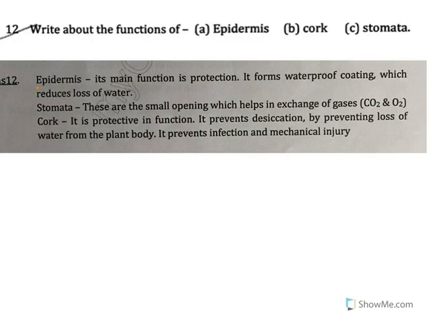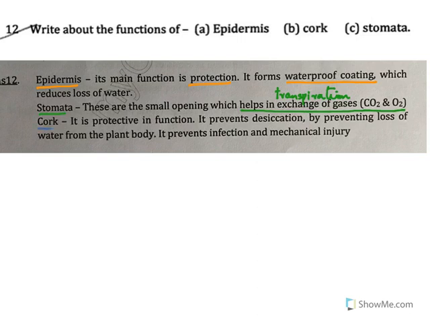Give the functions of the epidermis. Epidermis, the main function is protection. It's got a waterproof coating which reduces the loss of water. It's the outermost covering, so it helps in protecting the plant. Then we have the stomata. These are small openings that help in the exchange of gases, carbon dioxide and oxygen. They also help in transpiration, that's giving out of water in the form of water vapor by the leaves.